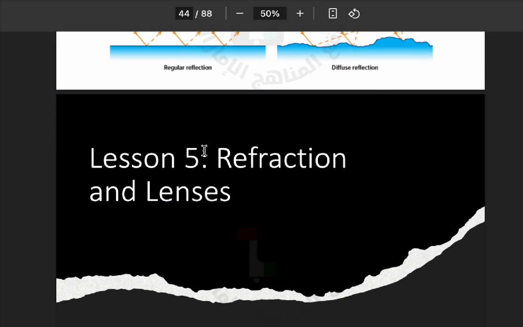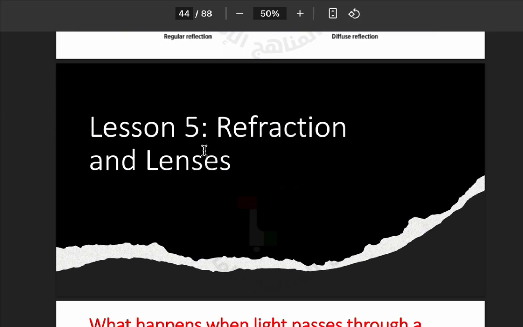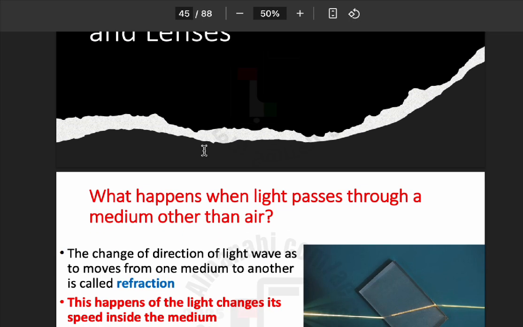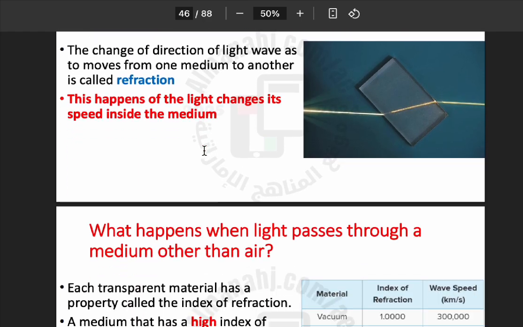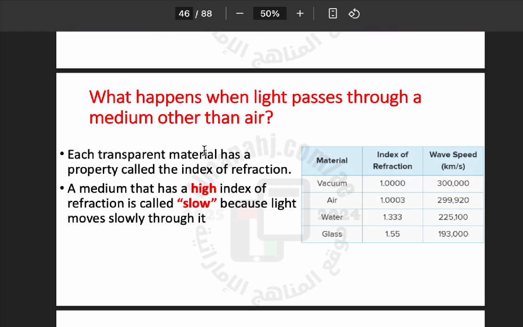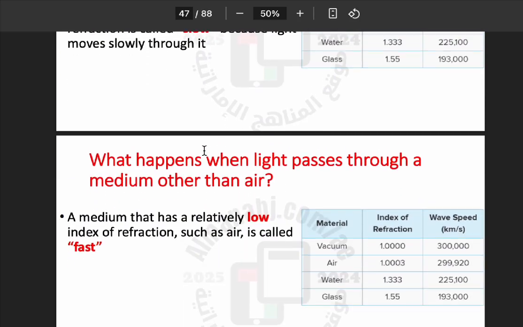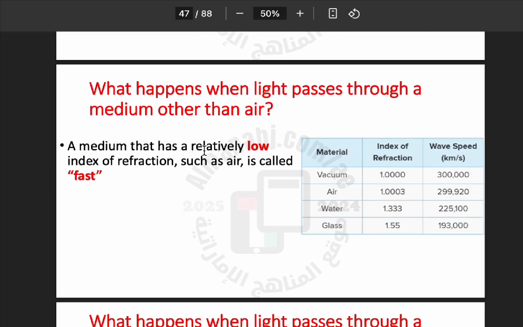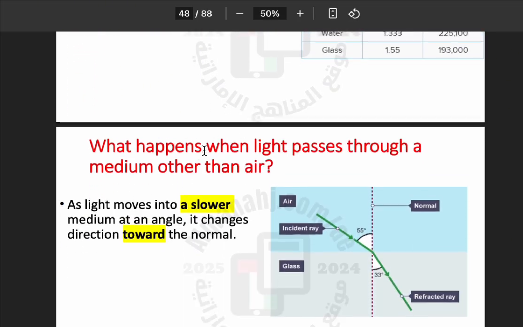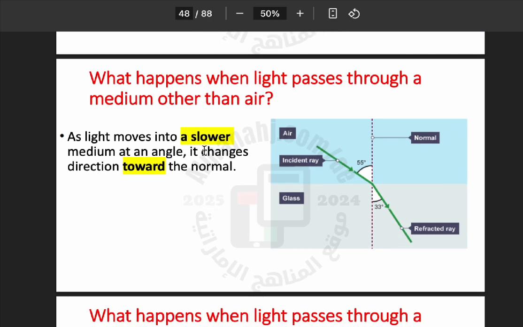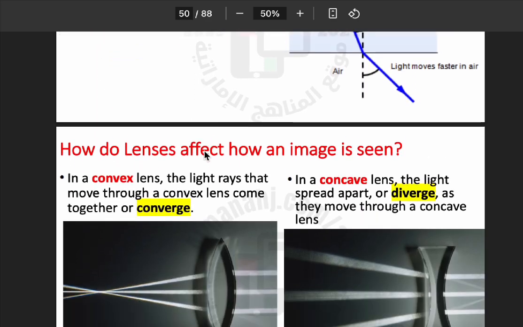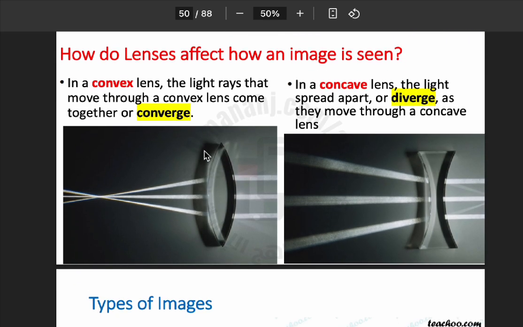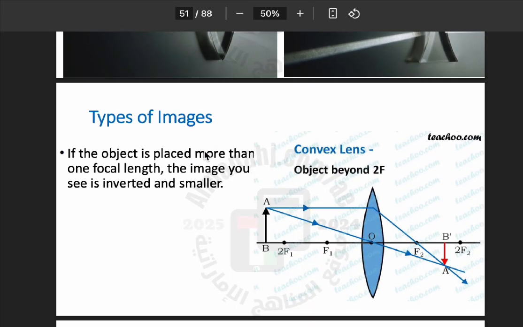Lesson 5. Refraction and lenses. Refraction is the bending of light as it changes speed, moving between different media. The index of refraction determines how much light bends. We studied convex lenses, which converge light rays, and concave lenses, which diverge them. The image's nature depends on the object's distance from the lens.